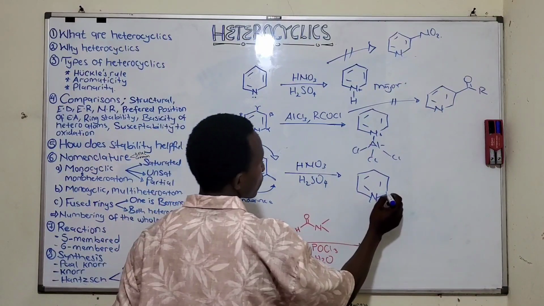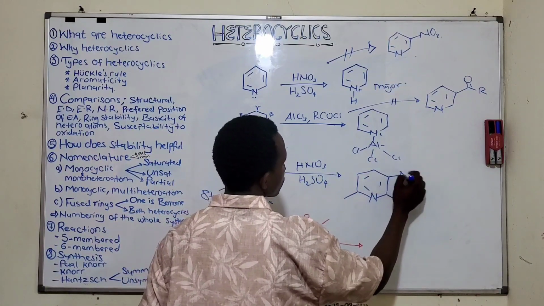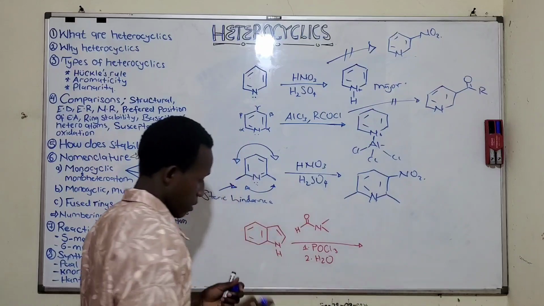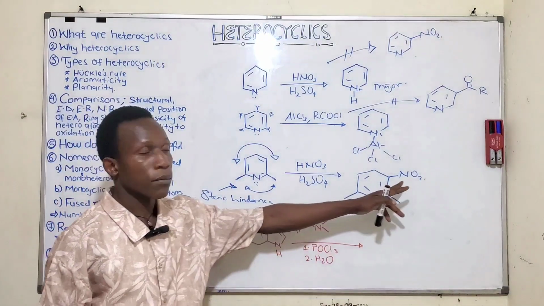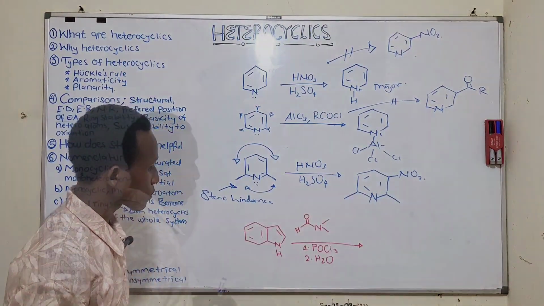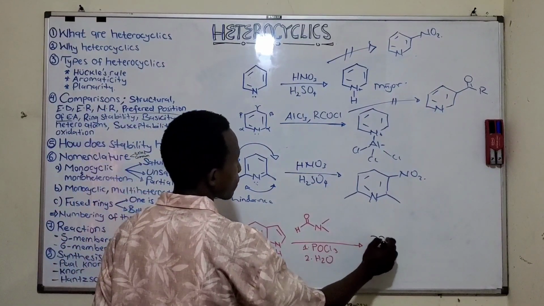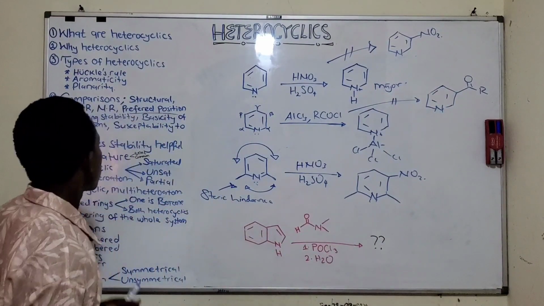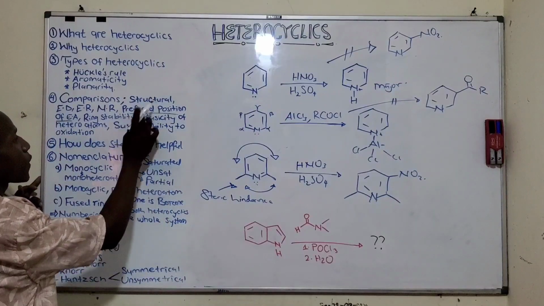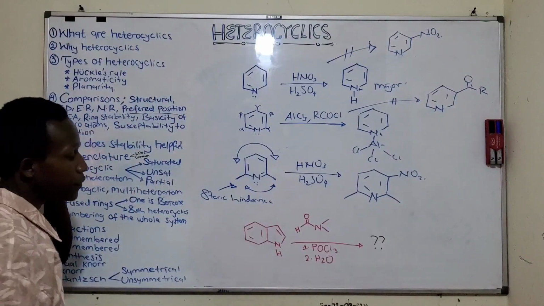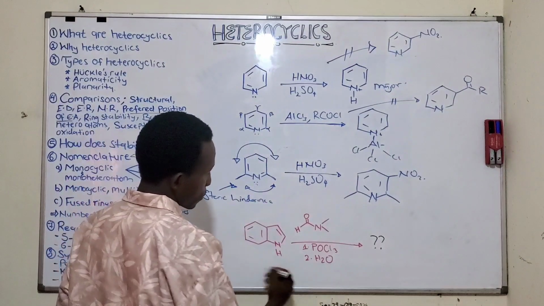You're having this nitration reaction. So we shall form this as a major product. We have this structure. You can try it out and get the major product. We talked about indole as the preferred position of electrophilic attack. So you can try it out.